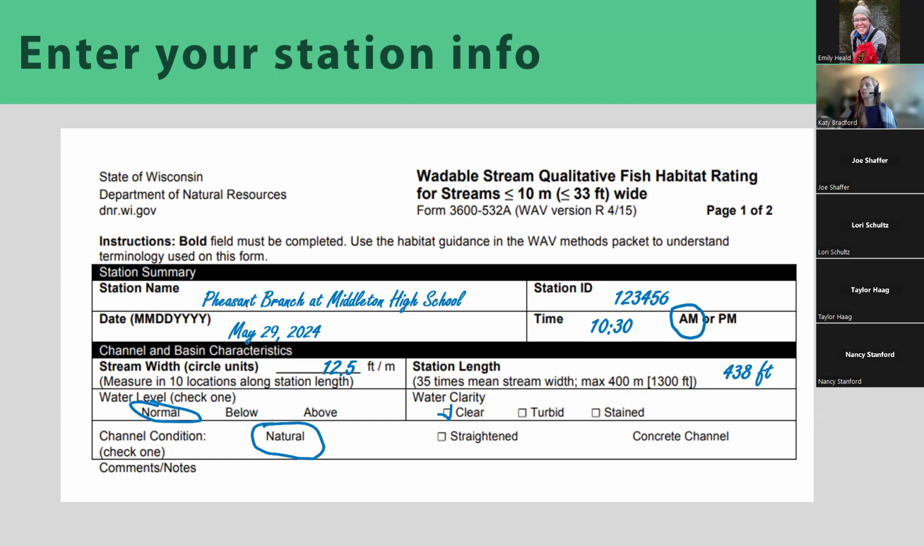Now, currently, these channel and basin characteristics are not on the form in SWMS where you enter your habitat data, but I am going to be adding them. It's taking time to work with SWMS staff to get those in there. But the biologist said that this information is useful, so we want to make sure that you're able to submit it.